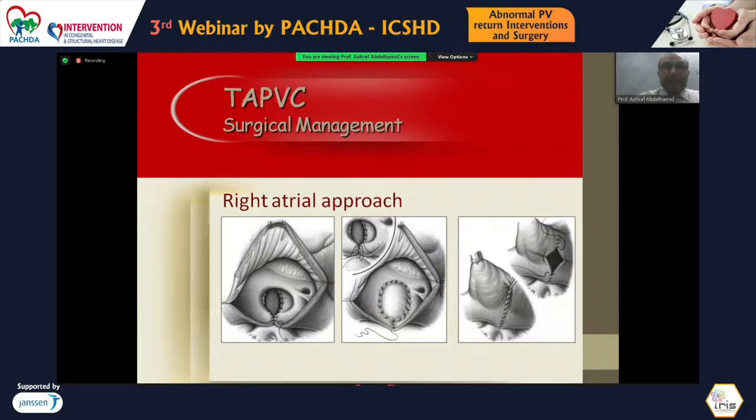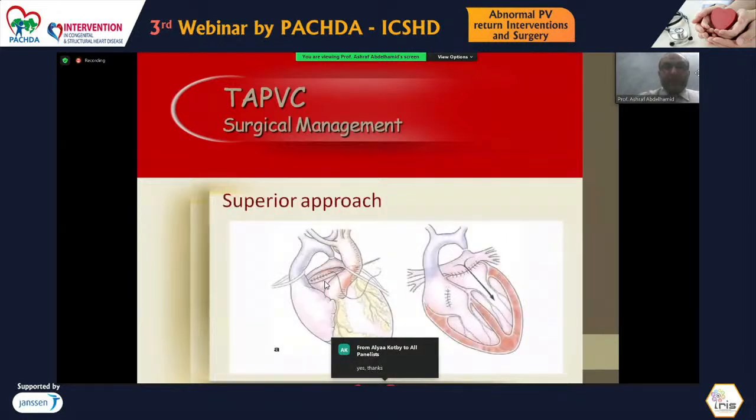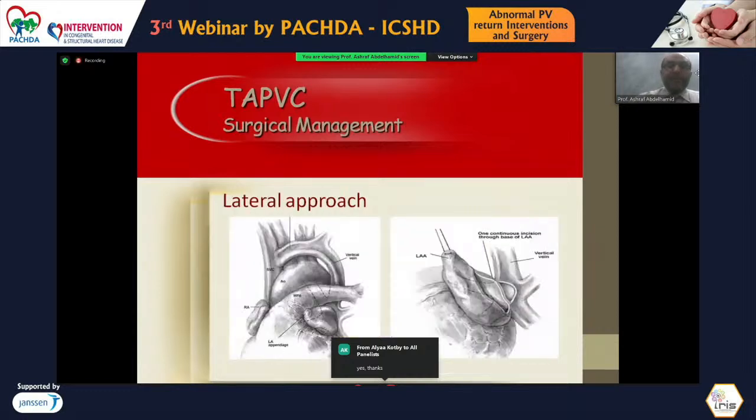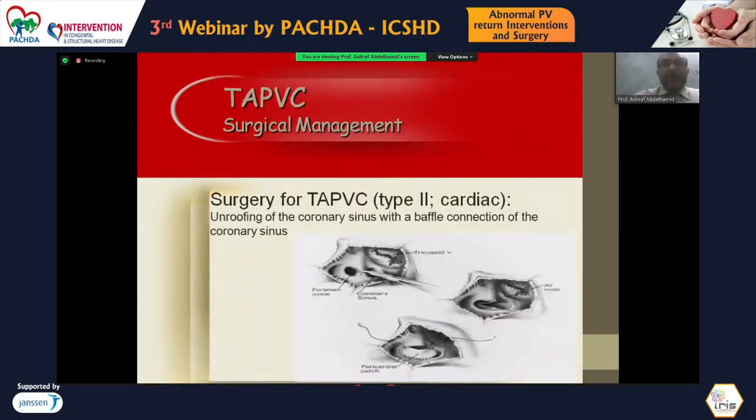The superior approach also connects the confluence to the left atrium superiorly, between the aorta and the superior vena cava. The lateral approach is to connect the vertical vein, the ascending vertical vein, into the left atrial appendage. Surgery for the type 2, cardiac type, is only unroofing of the coronary sinus into the ASD, with wide closure of the ASD by a pericardial patch, so rerouting the pulmonary veins into the left atrium.